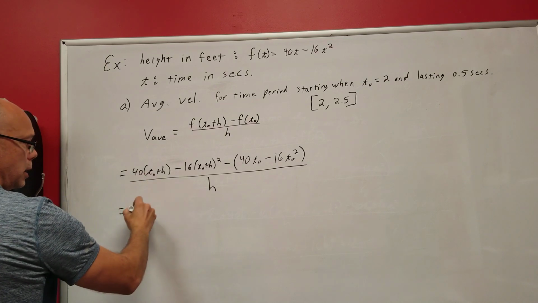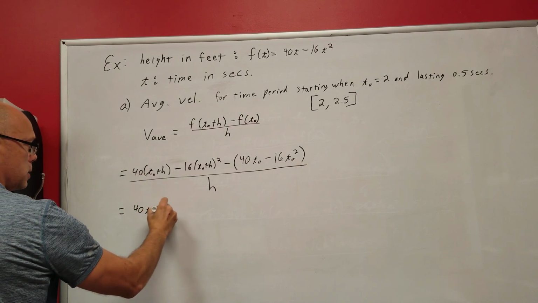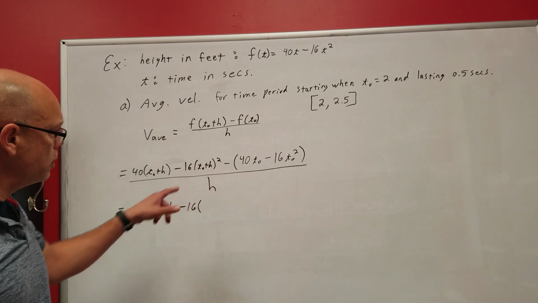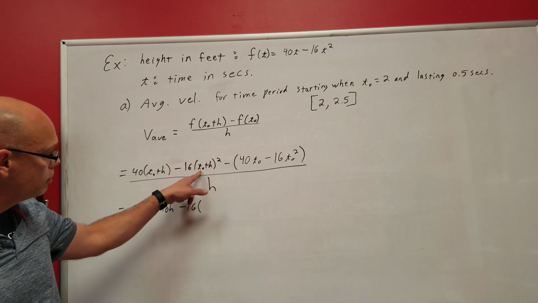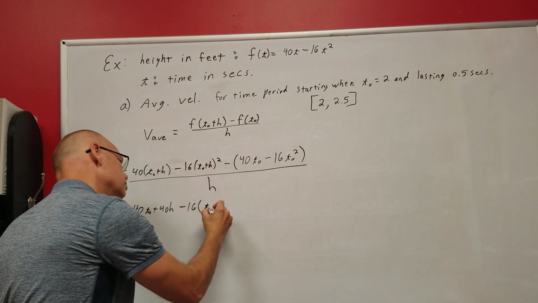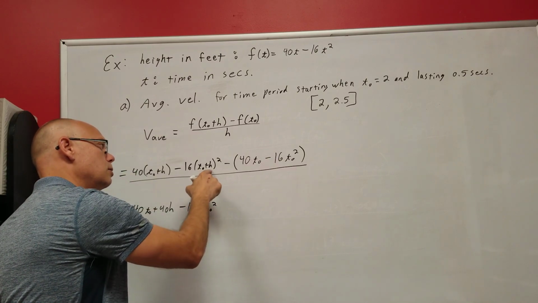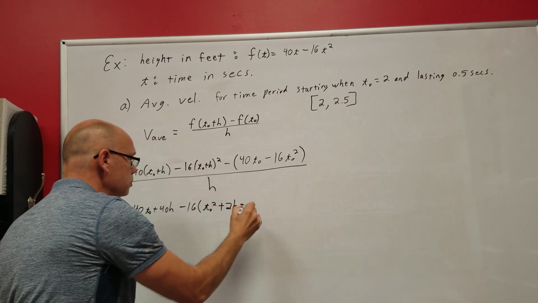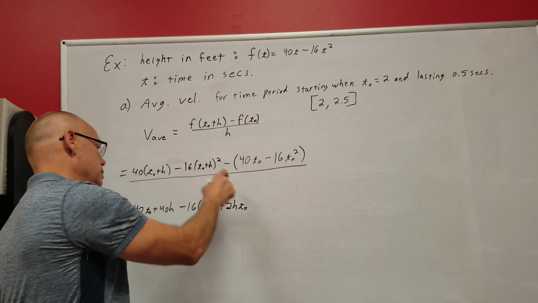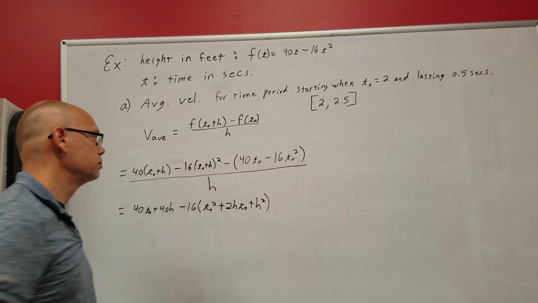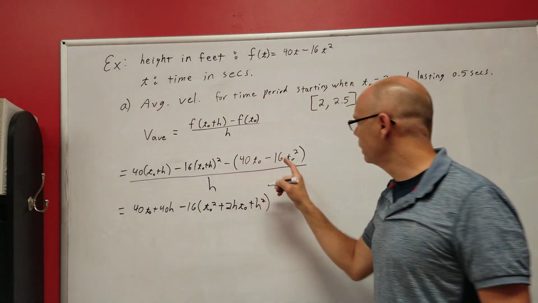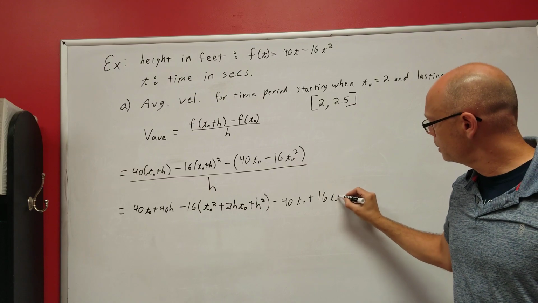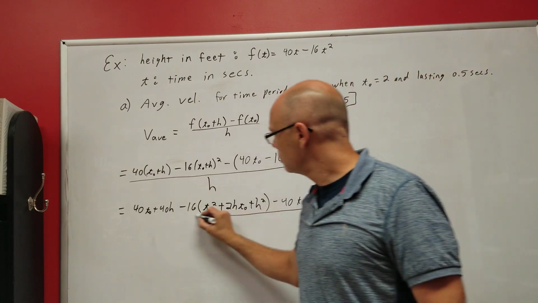All right, let's distribute this 40. So we get 40 t naught plus 40h, minus 16. Now, what's the quick way to square a binomial again? Square the first term, so that gives me t naught squared. Multiply these two, h t naught, and then double that, so it's 2h t naught. And square your last term, plus h squared. Now distribute your negative through here. So you get negative 40 t naught plus 16 t naught squared, all over h.